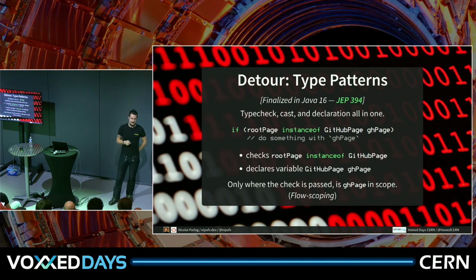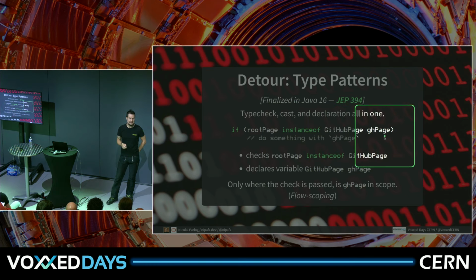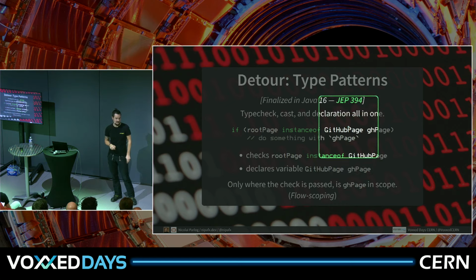Type patterns were finalized in Java 16. They do three things at once: a type check, a cast, and a declaration. So in this case, you have if the root page is an instance of GitHub page, and let's ignore the GH page there for a second. In the past, after a check whether some instance is of some type, you usually declare a new variable of that type with a new name and then cast the old variable into it. That's exactly what type patterns do in one go. It checks whether root page is an instance of GitHub page, declares a new variable, and casts into it. And wherever this check is true, that's where you can use GH page.